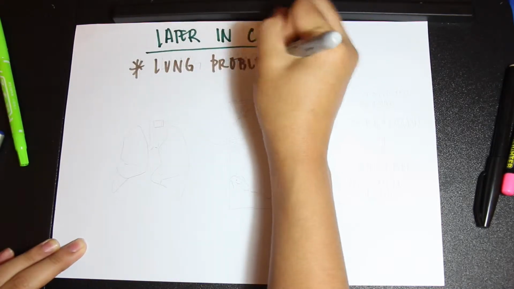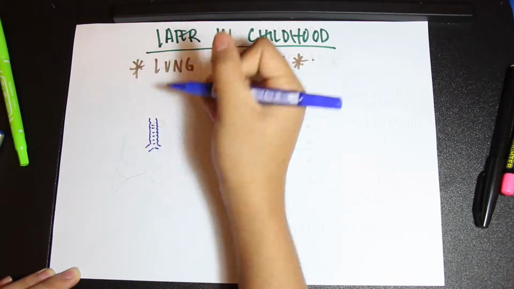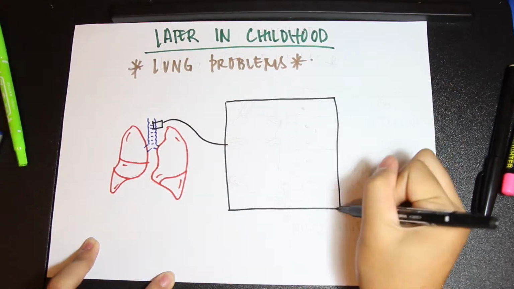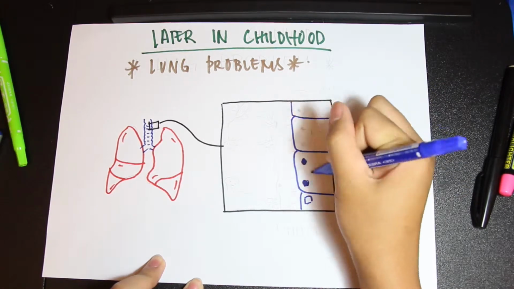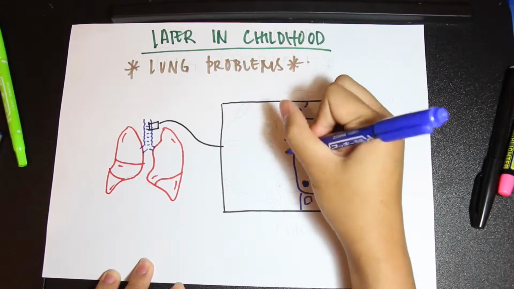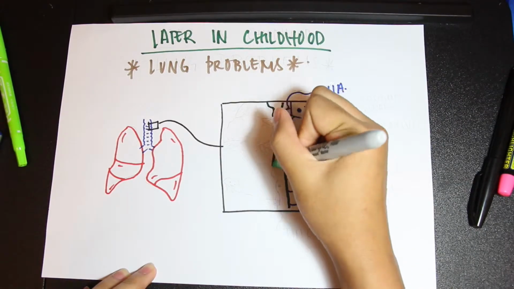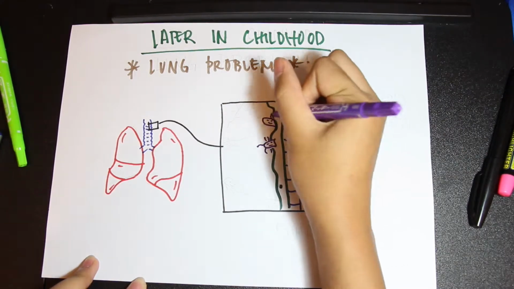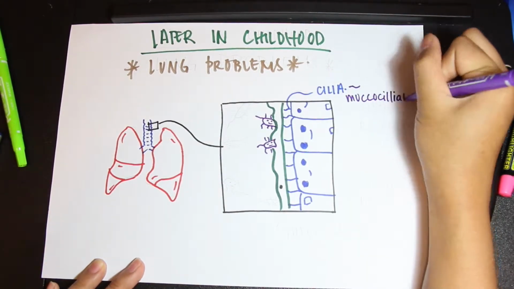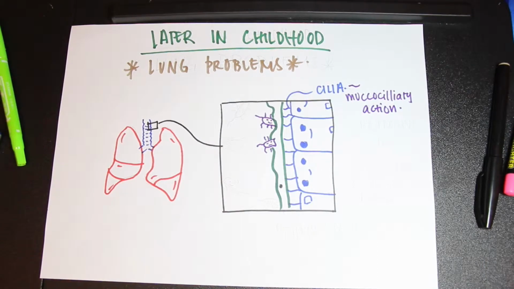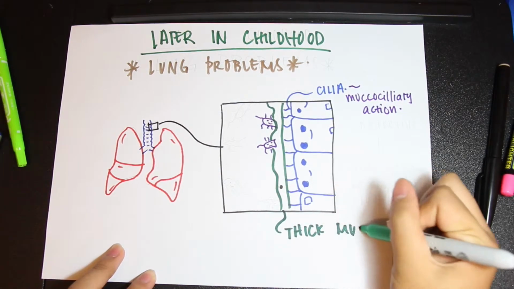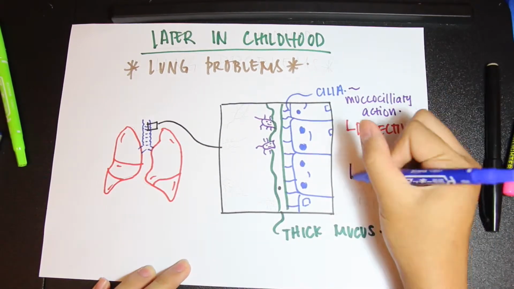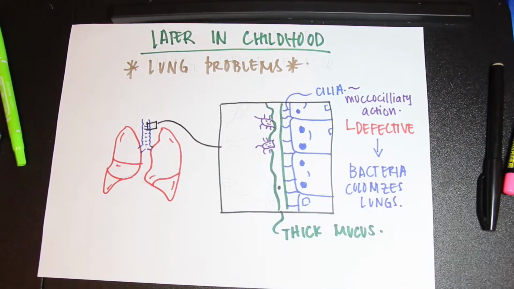It's not until later in childhood that lung problems start to crop up. Normally, the cilia, these hair-like projections lining the airways, do a pretty good job of keeping them clean by moving mucus, which catches things like debris and bacteria, toward the pharynx, called the mucociliary action. With thick mucus, though, it gets a lot harder to clear, and the mucociliary action becomes defective, which means bacteria is allowed to chronically colonize the lungs.